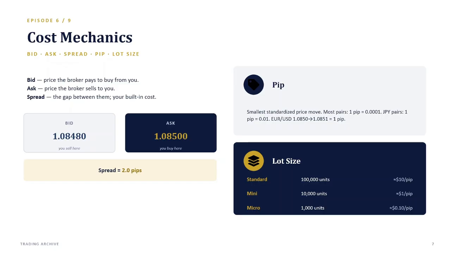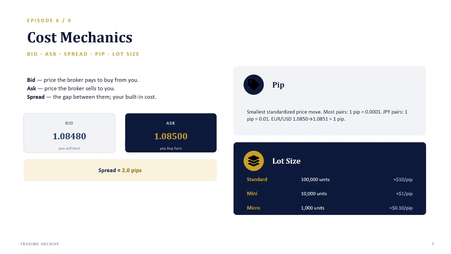Now this is going to be a little bit mathematical, but numbers rule the world. So, cost mechanics. By mechanics, don't be scared by that. It's just the math, how it moves. So we have the bid, the ask, the spread, and lot size. We shall be explaining that in a few. What is bid? The bid is the price the broker pays to buy from you, and the ask is the price the broker sells to you.